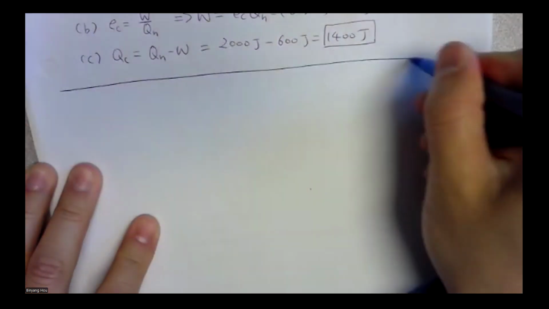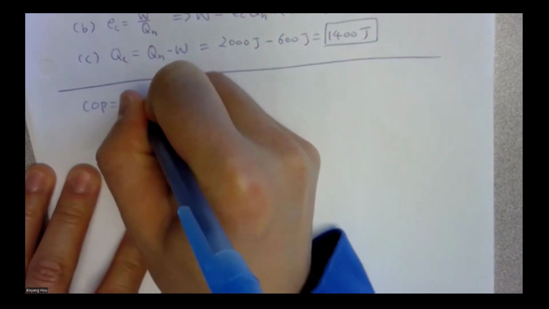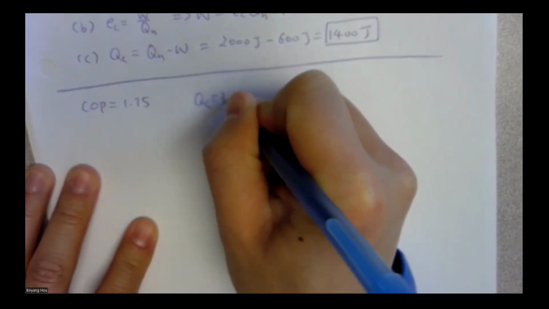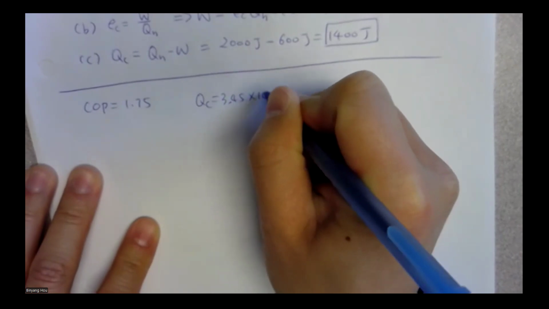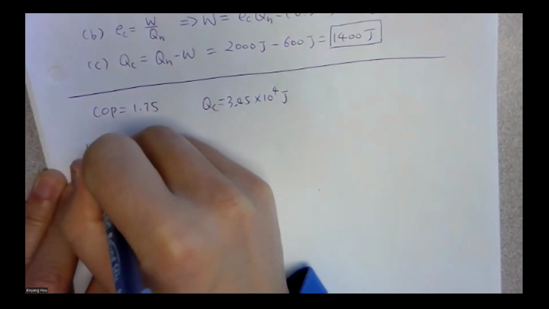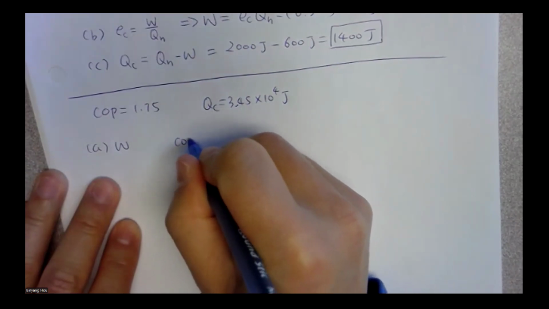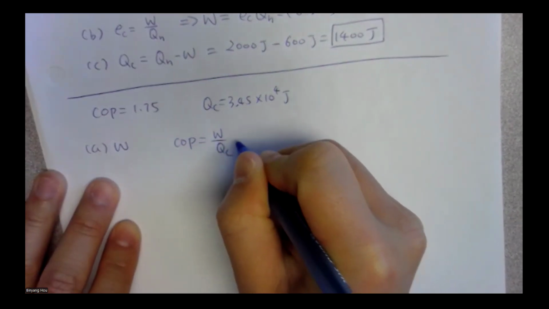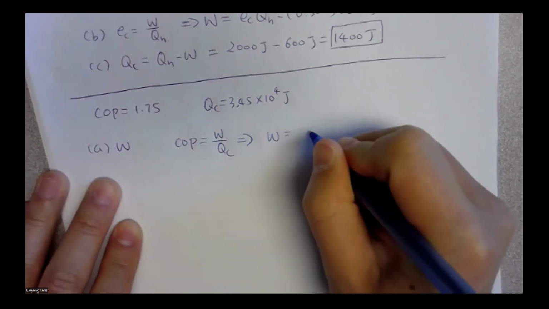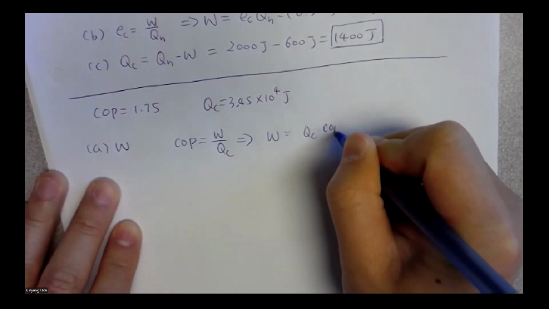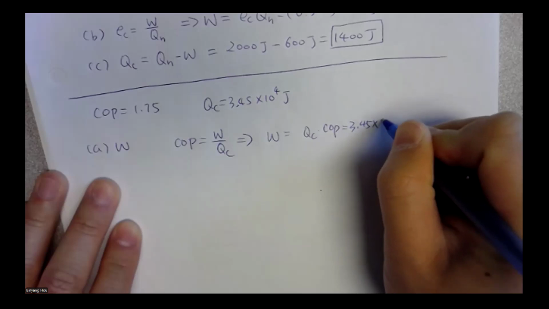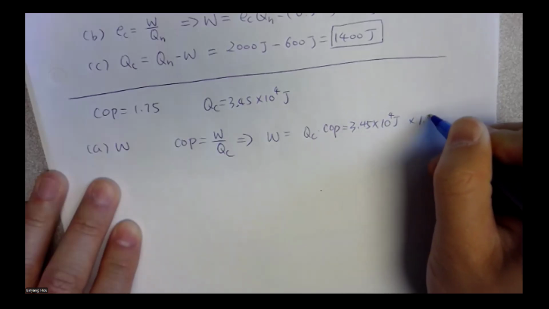So this time we are given COP and QC. COP is 1.75, QC is 3.45 times 10 to the fourth joules. In A, we are looking for W. So COP equals W over QC. Then W is QC times COP. Okay, 3.45 times 10 to the fourth joules times 1.75.